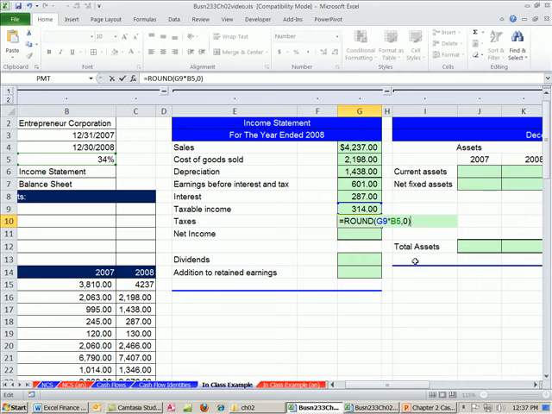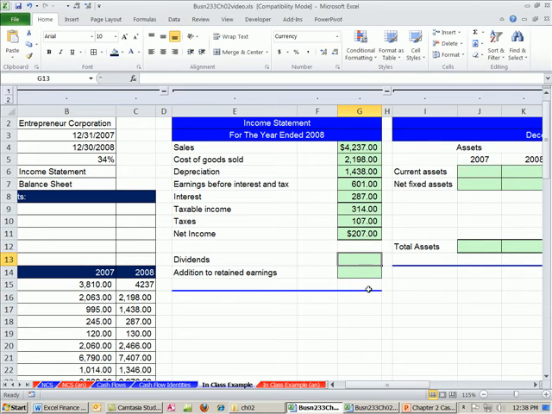And we're going to have to do a lot of calculations like this. So you'll just have to get used to using round to the 0. Oh, that is so cool. I don't even have to know the rounding rule, but I do have to know how to do this. All right, net income equals the taxable income minus the taxes.